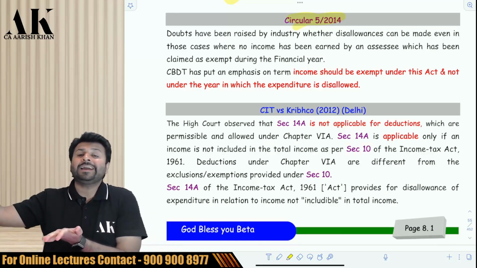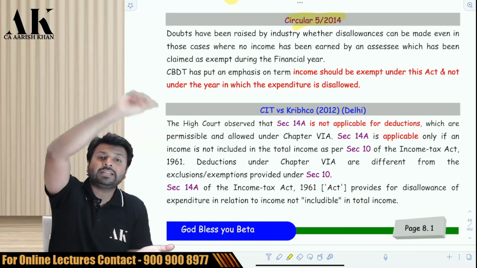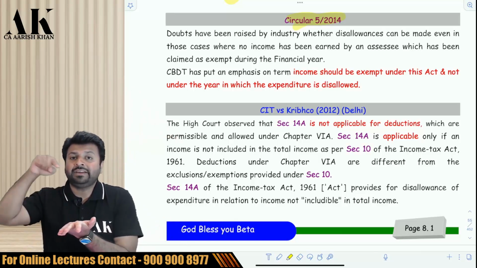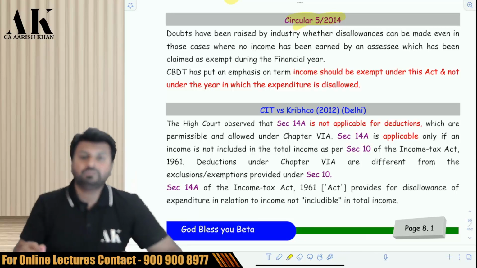You are taking a loan in the current year, you are paying interest in the current year, but you are going to earn exempt income in the next year. So will the interest be disallowed in the current year if there is no exempt income in the current year, which will come in a future year?